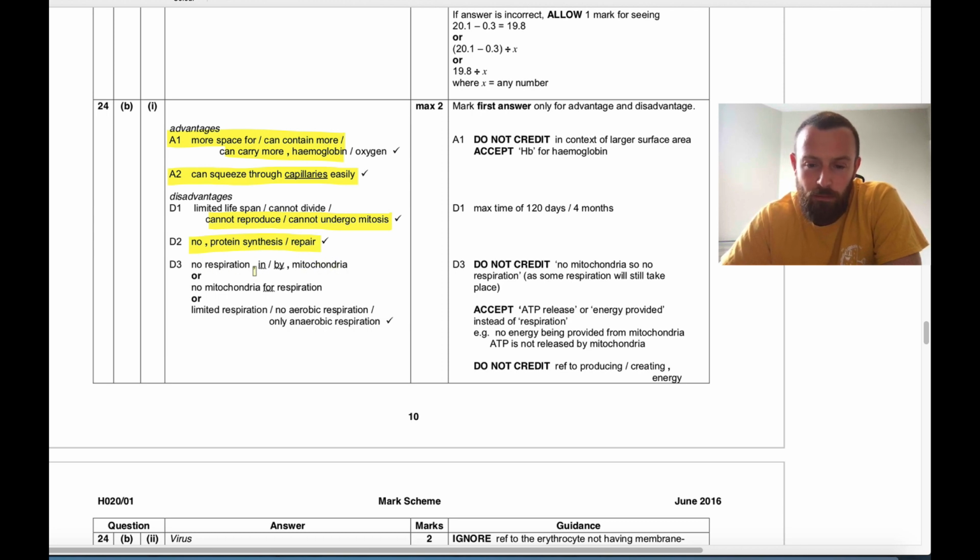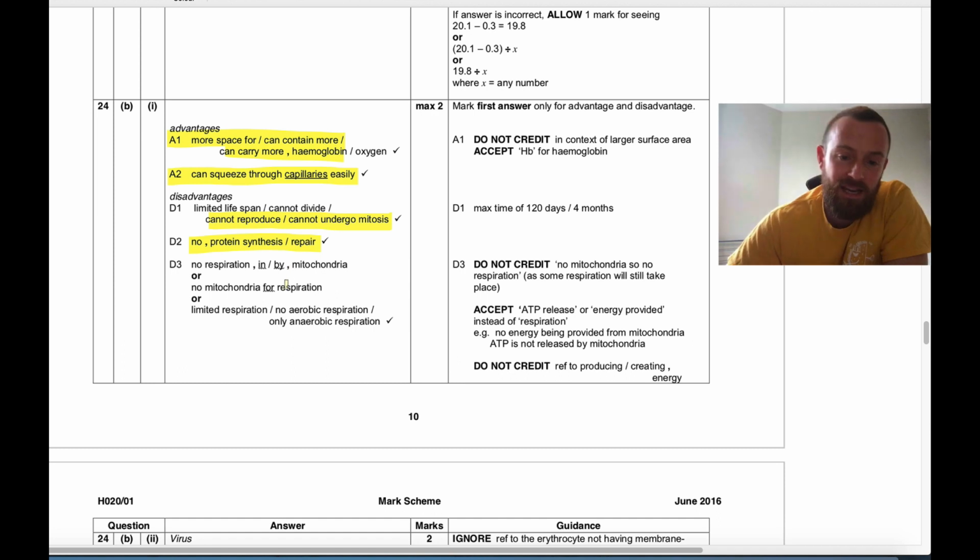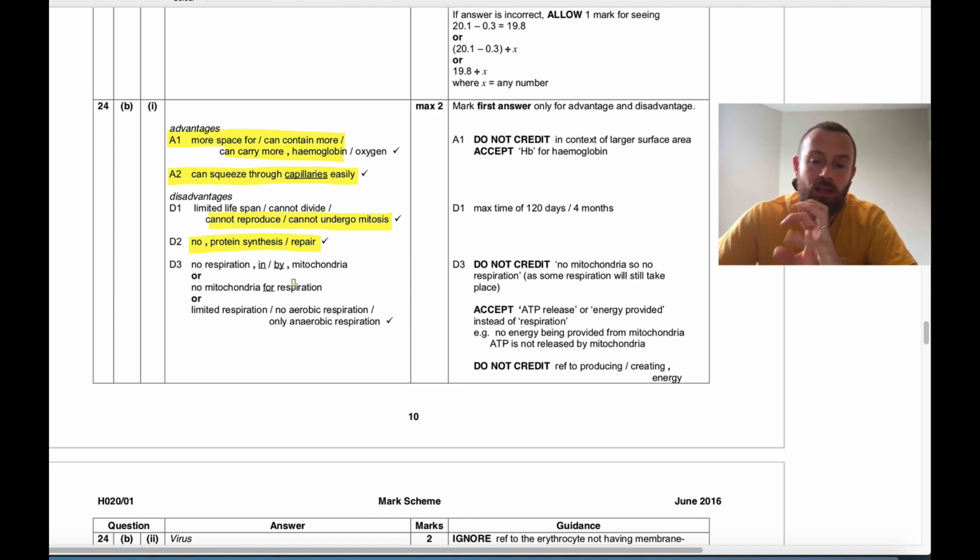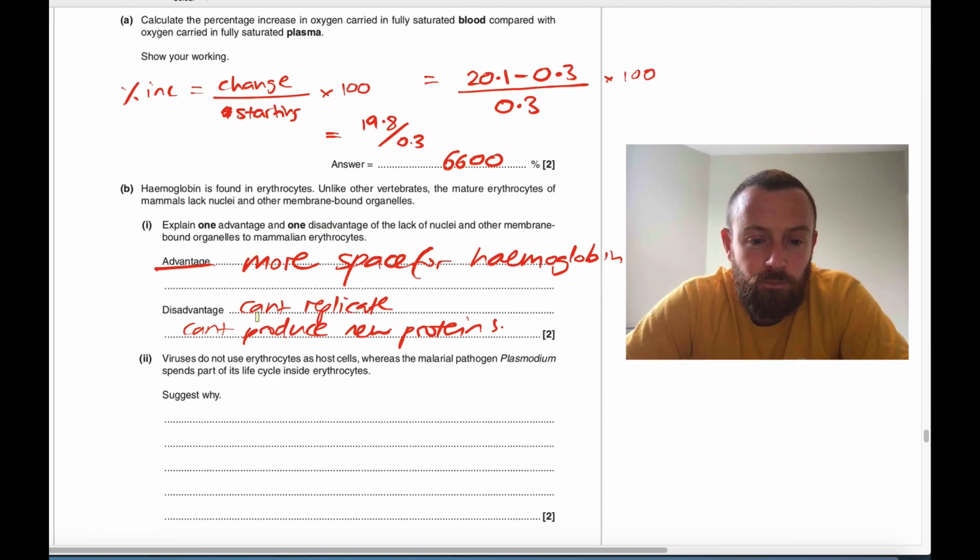But if you wanted to talk about that, you couldn't just say no respiration, actually, because there is some respiration, which is anaerobic. You'll learn more about this in year 13. Aerobic respiration requires mitochondria, but anaerobic respiration does not. Okay? All right, moving on.